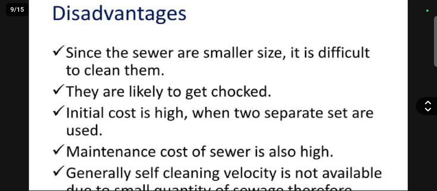Next, disadvantages. Since the sewers are small in size, it is difficult to clean them. Why? Because the diameter of the pipe is very small when compared to the combined system. They are likely to get clogged. Why? Because sewage can clog in this pipe, since the diameter of the pipe is very small when compared to the combined system.